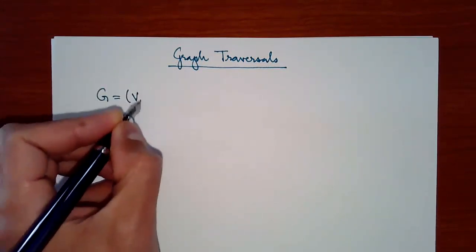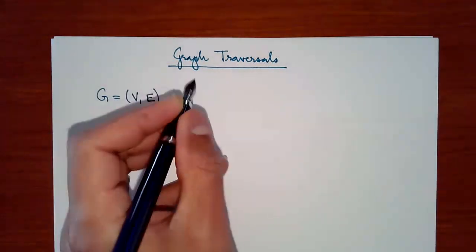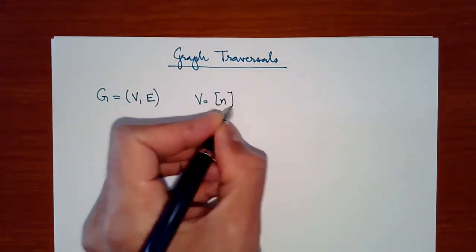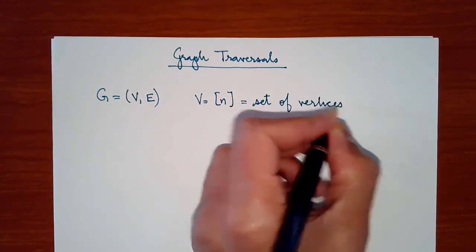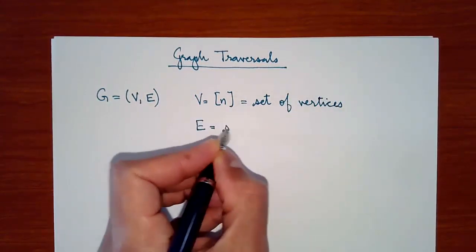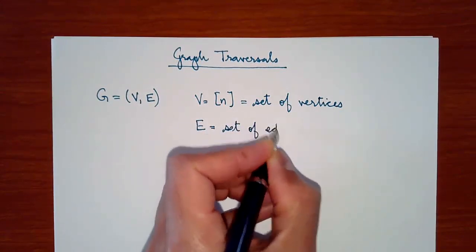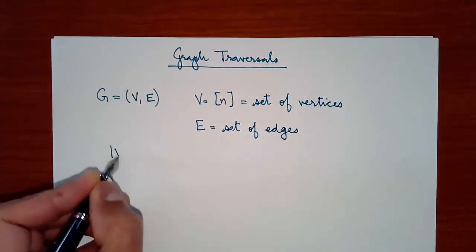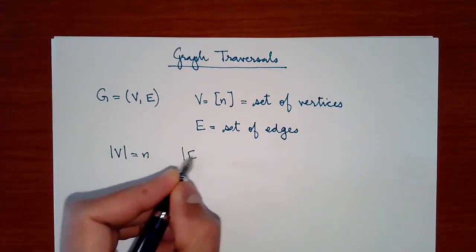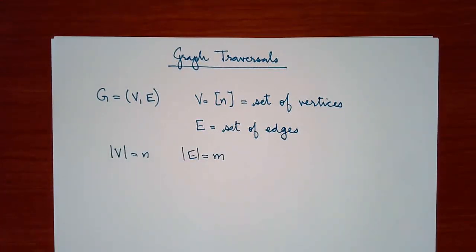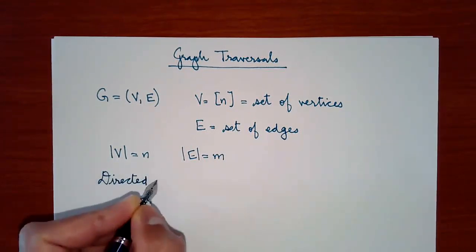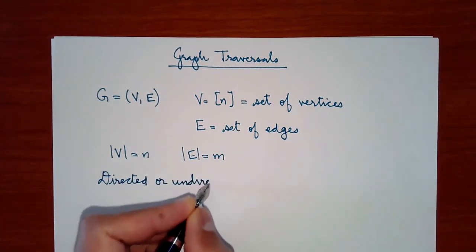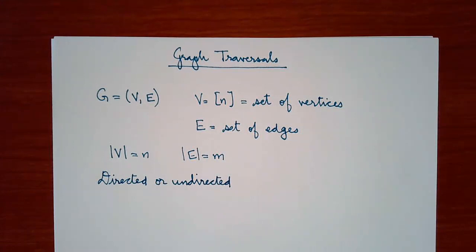will look at a graph G = (V, E). V is the set of vertices. E is equal to the set of edges. Conventionally, the size of V is denoted by N. The size of E is denoted by M. And at this point, the graph may be directed or undirected. And we will consider both cases as we start doing things.